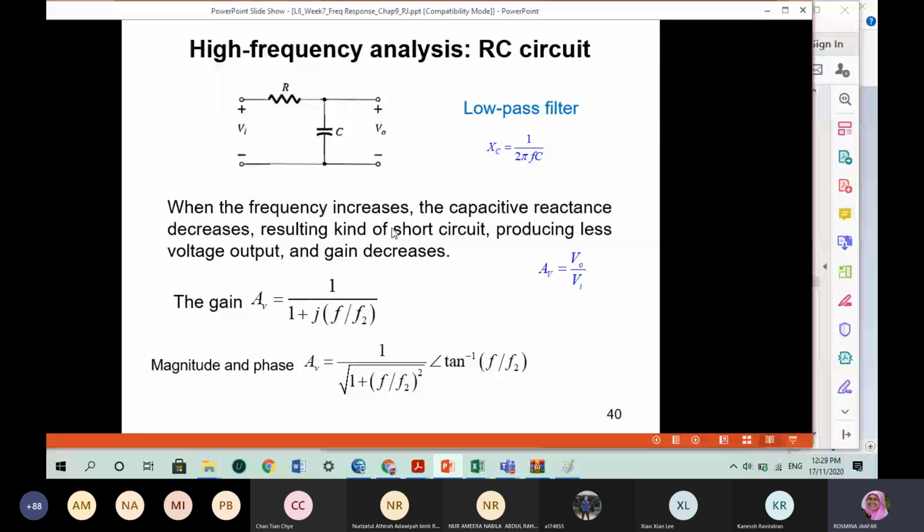And the gain is simply 1 over 1 plus jF over F2. Now we refer to F2 because it is in the higher region. For magnitude and phase, AV is equal to 1 over the square root of 1 plus F over F2 squared, and tangent inverse of F over F2 will be the phase angle, the phase response.